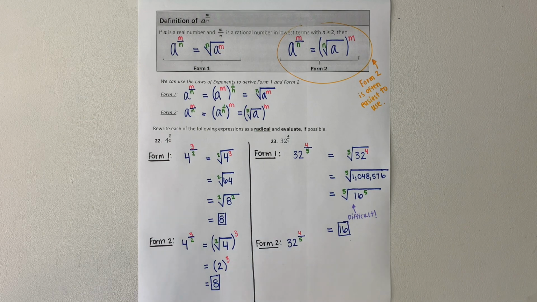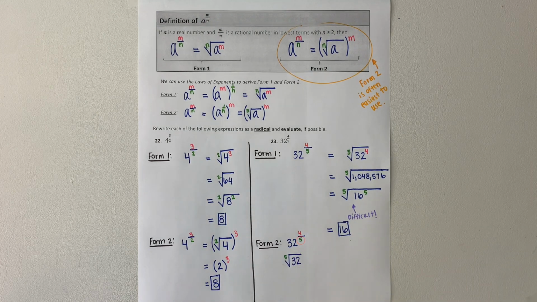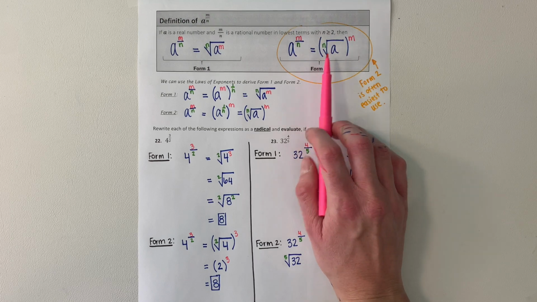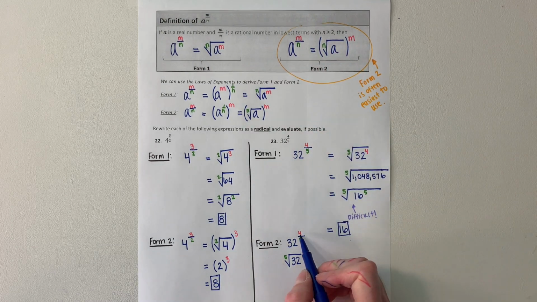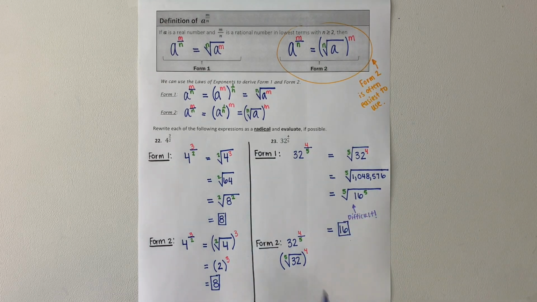To rewrite this using form 2, we start by putting the 32 underneath the radical. The denominator always becomes our index. And when we use form 2, we put the numerator as an exponent outside of our radical. So we'll put this numerator as an exponent outside of our radical here. Now, we want to first evaluate inside these parentheses. To compute the 5th root of 32, let's see if we can rewrite 32 as some quantity to the 5th, because then the 5th root and the 5th exponent will match and cancel.